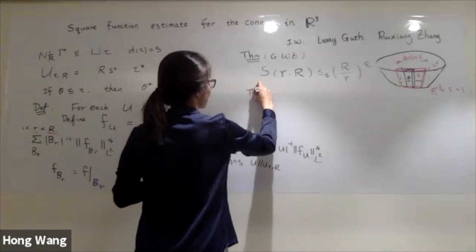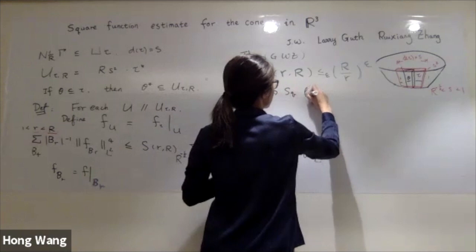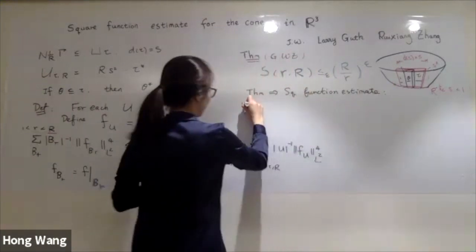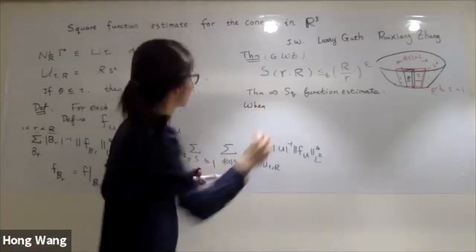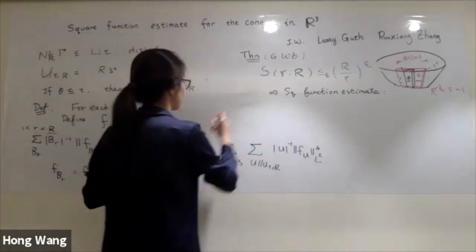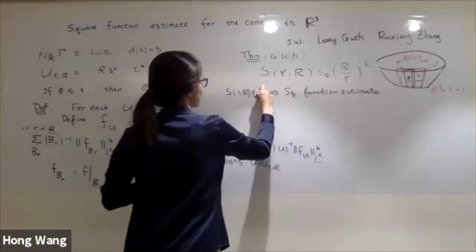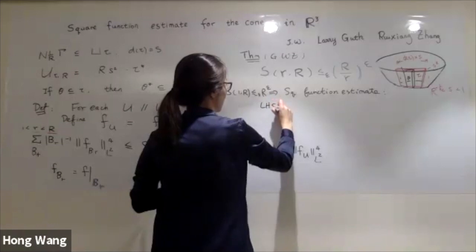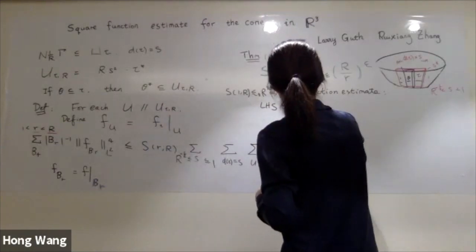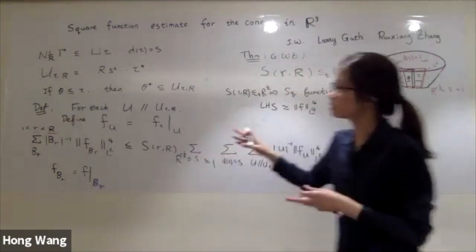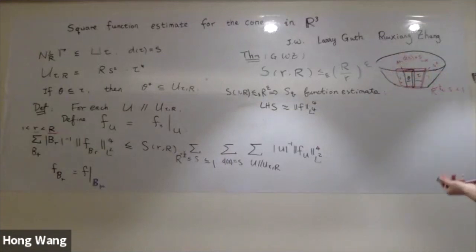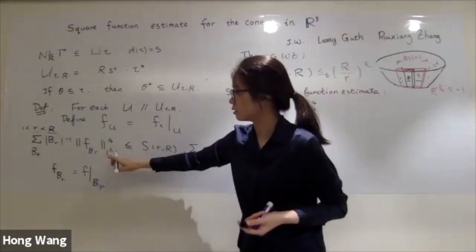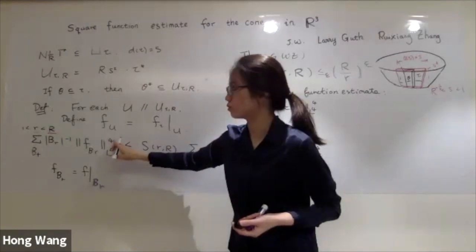So first, we are going to see how this theorem implies the square function estimate. We are going to use a special case of the theorem, that is, when small r is 1, the quantity is bounded by R to the epsilon. When small r is 1, the left-hand side is roughly the L4 norm of F to the fourth power. The reason is that since F is supported on a neighborhood of the truncated cone, F is essentially constant in a ball of radius 1. So the left-hand side is essentially the L4 norm of F to the fourth power.